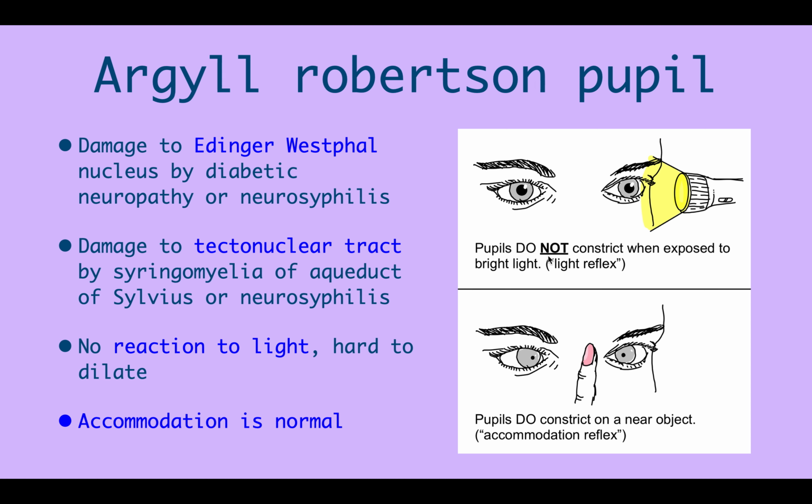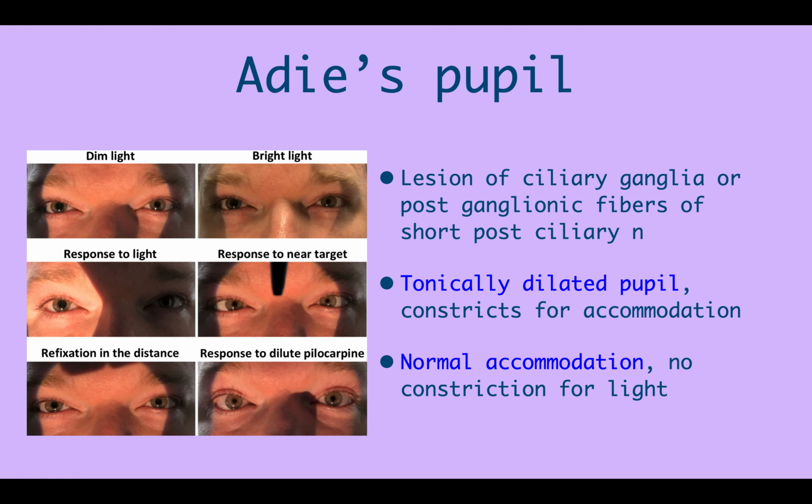So in this case, there aren't any reactions to light, and it's hard to dilate, and the pupils do not constrict either. So that's going to be a problem with the light reflex. However, accommodation is normal. The pupils will constrict when an object is brought closer. So that is Argyll-Robertson pupil.